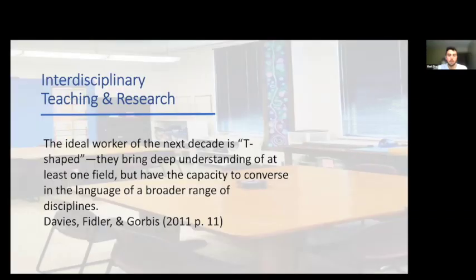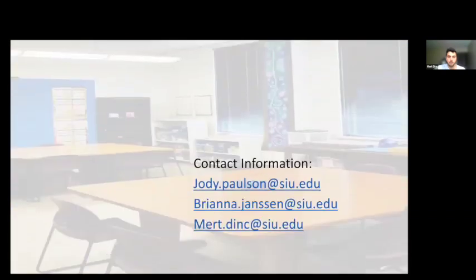So today we highlighted three different multimodality methods to connect visual arts and world language teaching. And here we have a quote that supports our research. The ideal worker of the next decade is T-shaped. They bring deep understanding of at least one field, but have the capacity to converse in the language of a broader range of disciplines. And you can find contact information here.